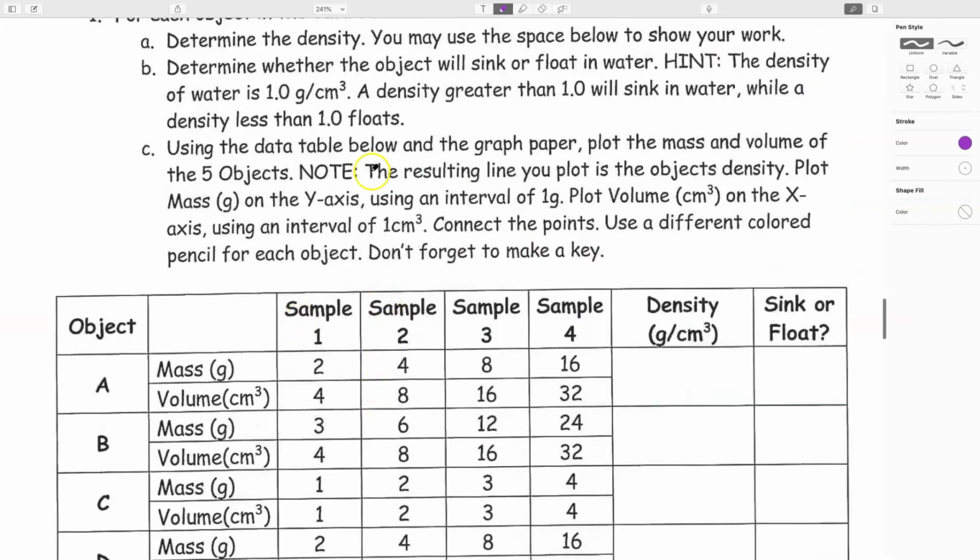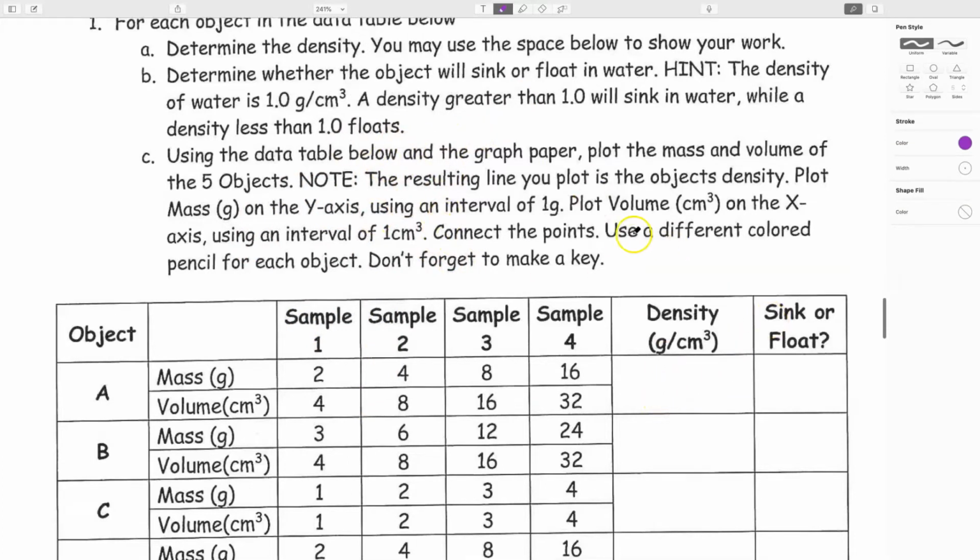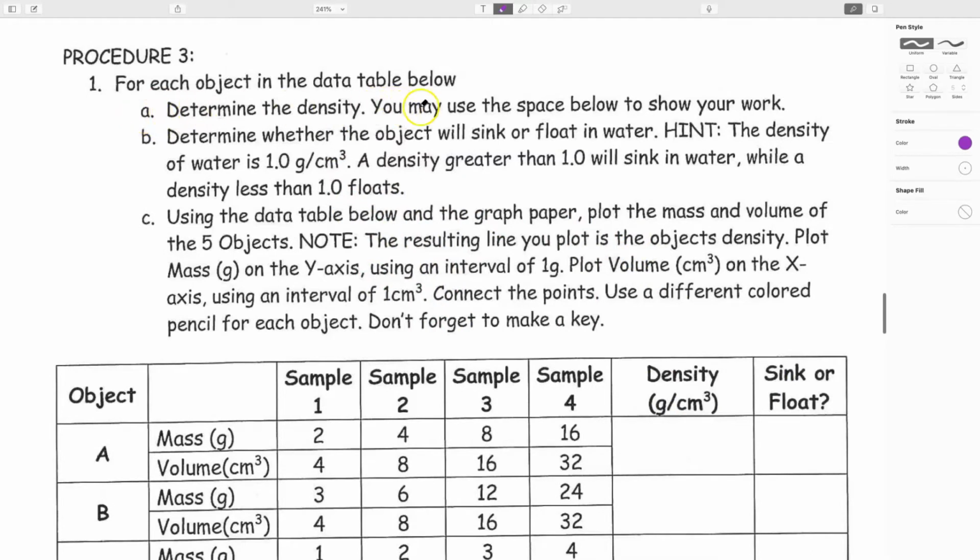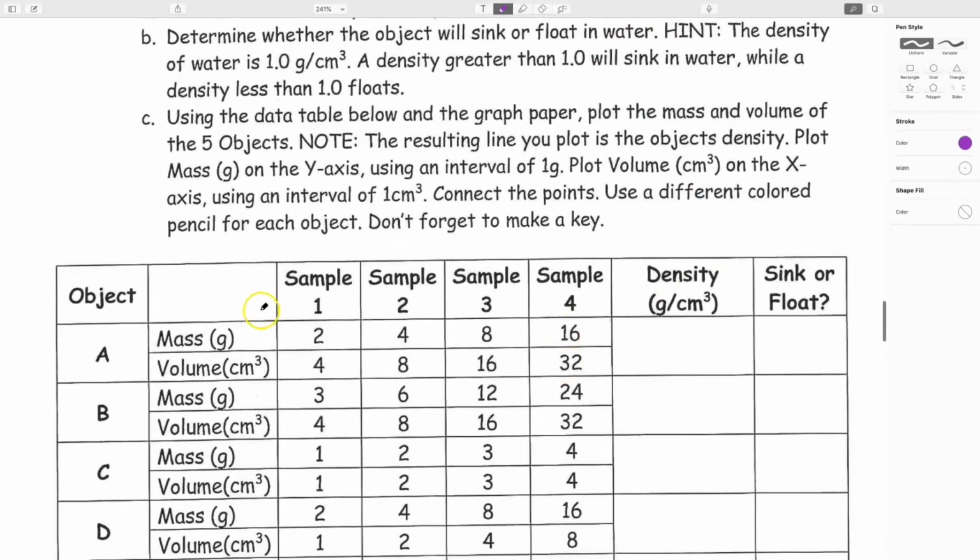Now, this is the part of the lab that really starts to get people a little confused. If you read the directions, it says, determine the density, you may use the space below to show your work. Okay. When you look at object A, you've got 4 samples of the same object, and they keep on giving you masses and volumes. All you literally have to do is pick one of the samples for volume A, and you would have to do the mass. In this case, it would be 16 divided by 32. Not 32 divided by 16, but 16 divided by 32. And when you do that, it's 0.5 grams per cubic centimeter.